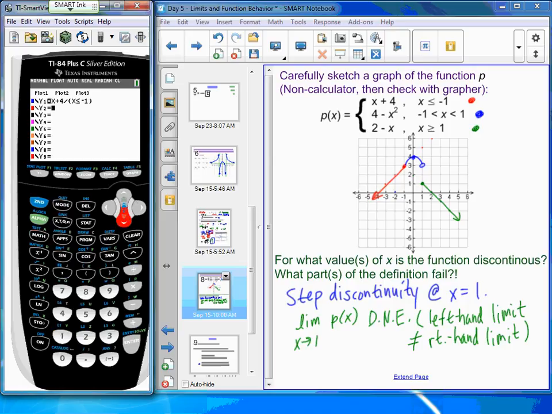My middle piece is given by 4 minus x squared, but only when x is between -1 and 1. How am I going to do that? Well, I don't know that it'll let me do a string. I might have to do an and. So I'm going to do x is... Someone try a string. Someone try -1 is less than x is less than 1 and see if it works.